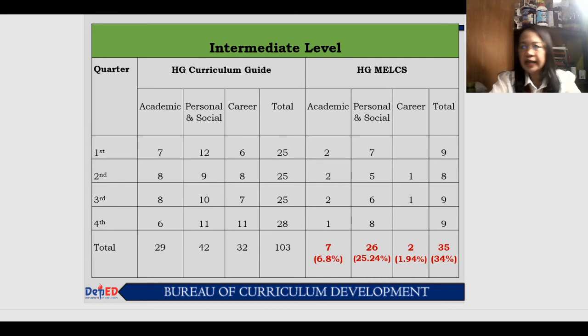On this slide is for intermediate level. For the first quarter, the total number of learning competency from the curriculum guide are 25 and there are 9 MELCs. For the second quarter, the total number of learning competencies are 25 and there are 8 MELCs. For the third quarter, the total number of learning competencies are 25 and there are 9 MELCs.